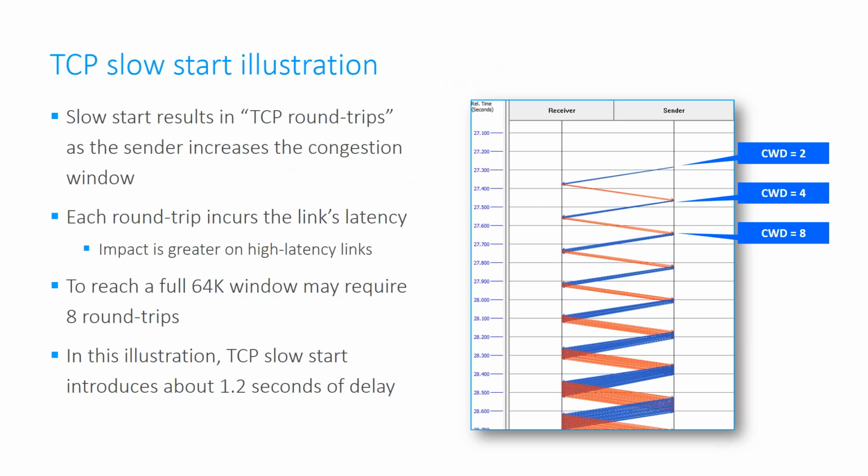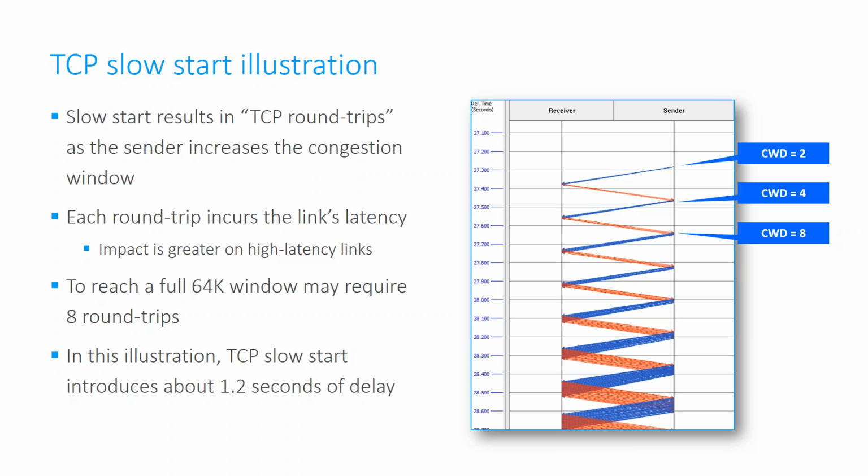So the illustration here on the right shows the ramp up through that congestion window, where the first couple of blue arrows that you see, right to left, are 2 packets. That's the beginning of the congestion window. Wait for acknowledgements, double that to 4 and so forth until we ramp up. So each time we increase the congestion window, we incur that round trip link delay. Right? Again, high latency links make this problem pretty severe.